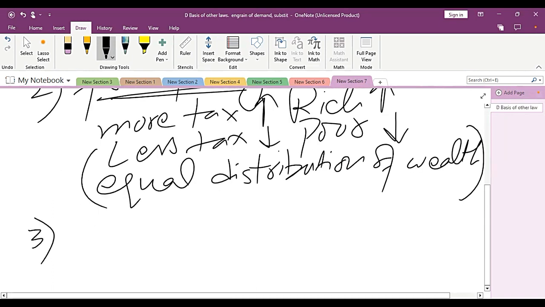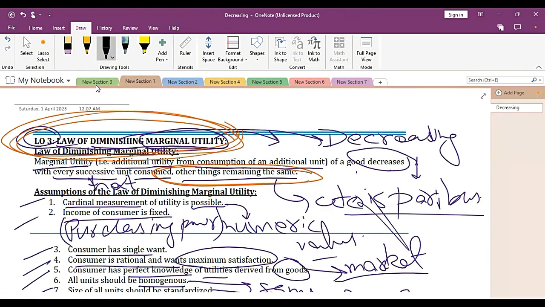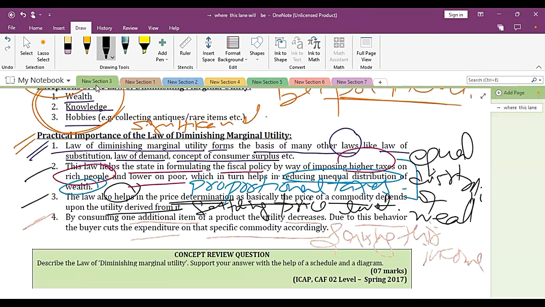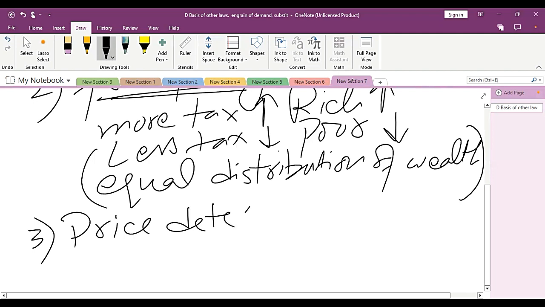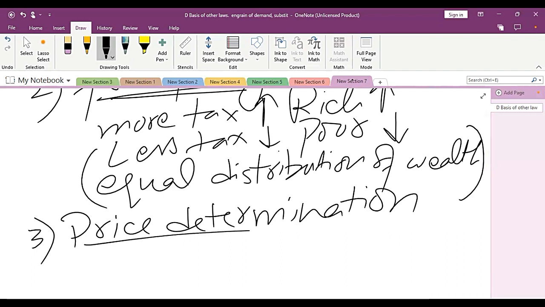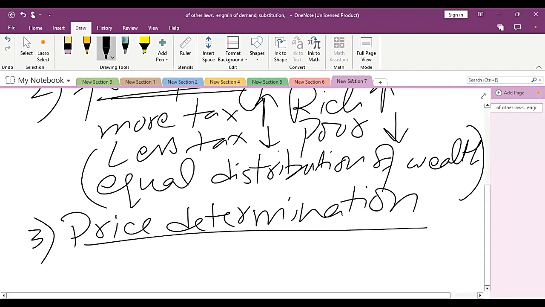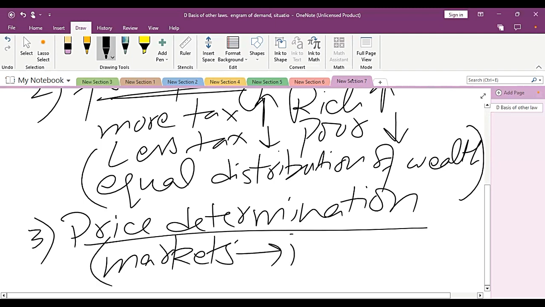The third benefit of learning this concept is that it helps in the determination of price. Price determination can be made by using this law. It helps the markets where price determination is in the hands of individuals or groups.